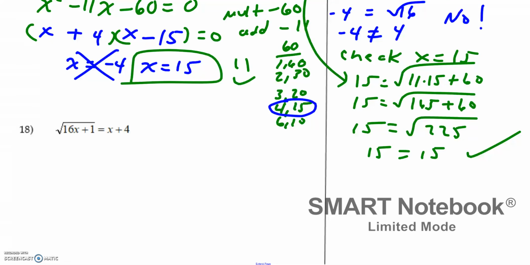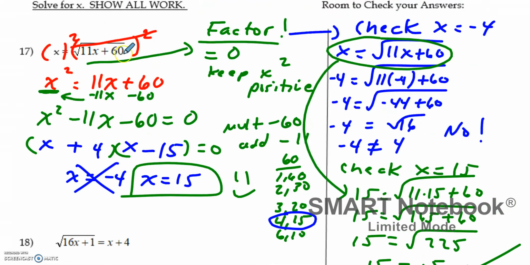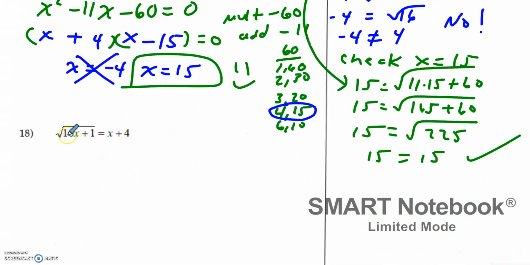We'll be starting with number 18 on this one. Just like number 17, where the first thing we had to do was square both sides, if we look at 18, I cannot move the 16 and cannot move the 1, so I'm going to square both sides to start. And if I do that, these would cancel because they're inverses. We would get 16x plus 1 equals (x plus 4) quantity squared.